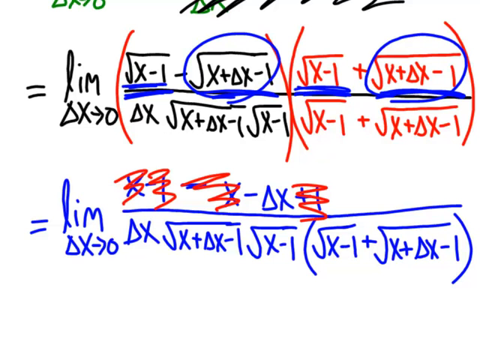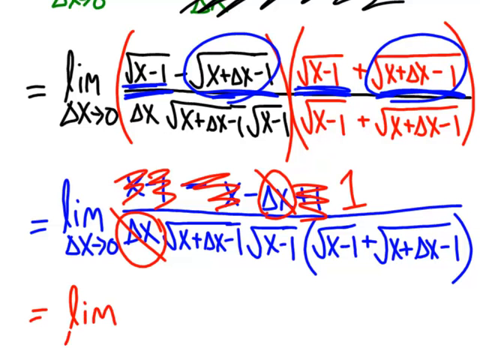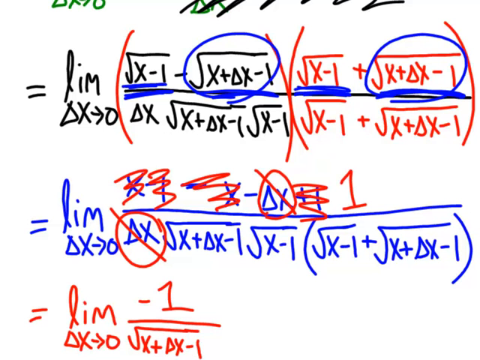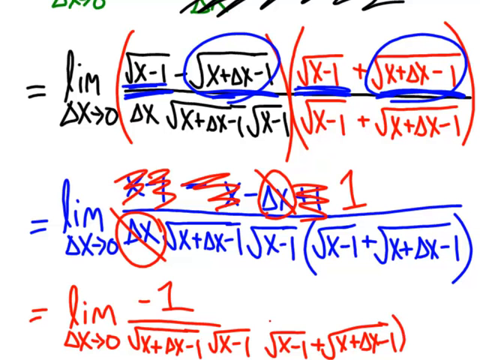And look at that. I've got a delta x up top and a delta x being multiplied down below. And I may cross those out, leaving us with just a negative 1 up top. So don't worry, ladies and gentlemen, we're getting close to the end of this derivative. I've got a negative 1 over square root of x plus delta x minus 1, and a square root of x minus 1 plus square root of x plus delta x minus 1, all inside of parentheses.